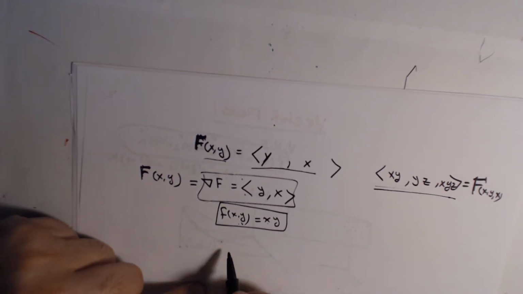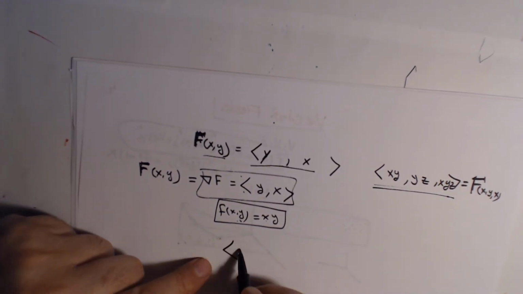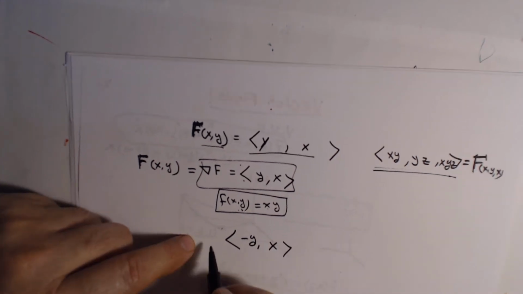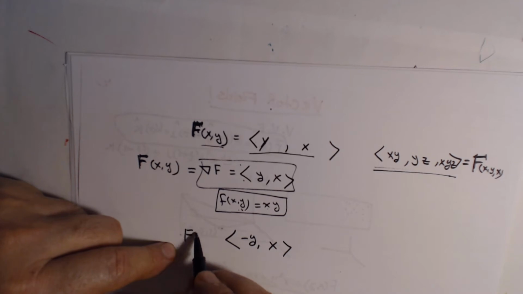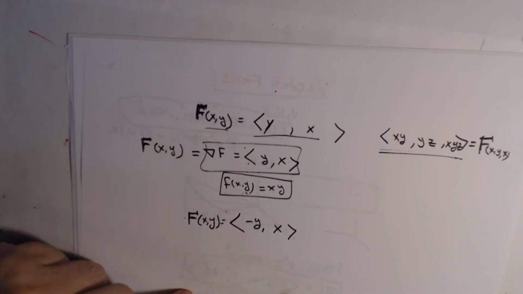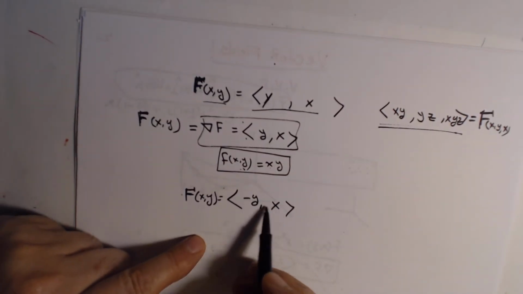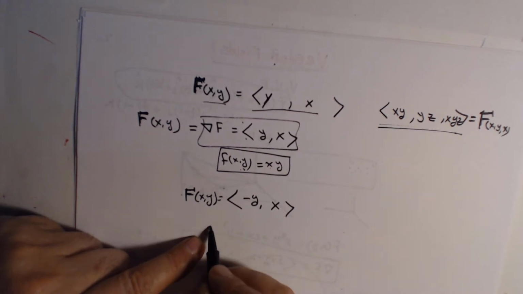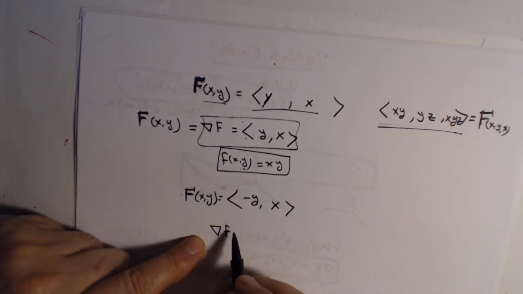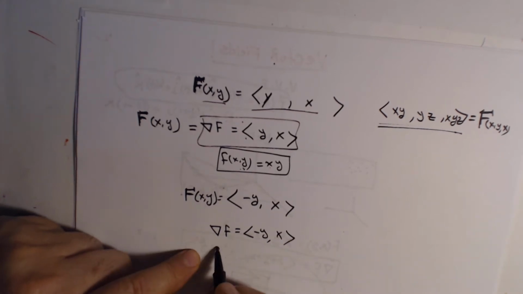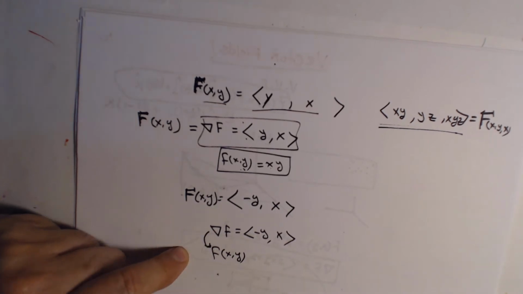But I'm going to write another one right here, an easy one for you. Negative y and x. I said this is a vector field. That's the vector field. Give me a function that this one is the gradient of. Okay, and you said you want to call this one a gradient. I said perfectly fine. Give me a function that this one is its gradient.